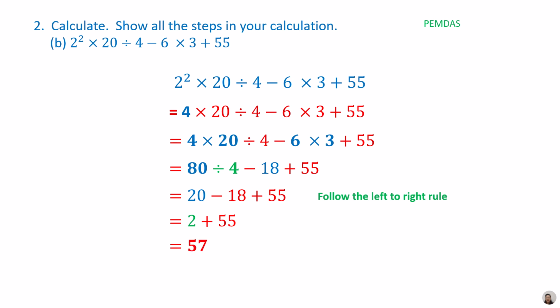Our answer is 57. Don't forget to pause the video, write it down for yourself, understand it, play it back if you need to, and learn the method, because if you learn it properly, then in the exam you're not going to have a problem.